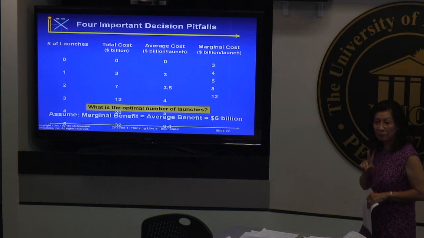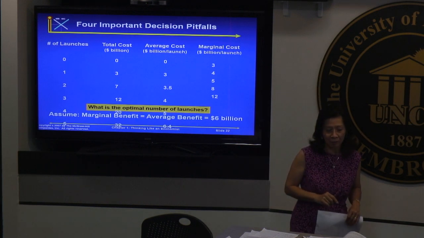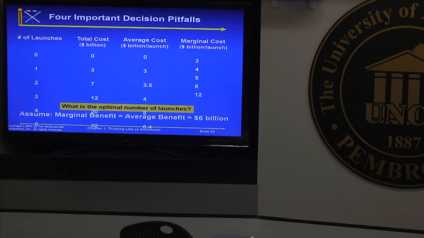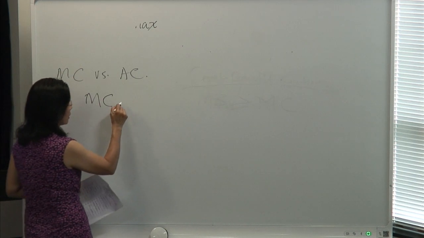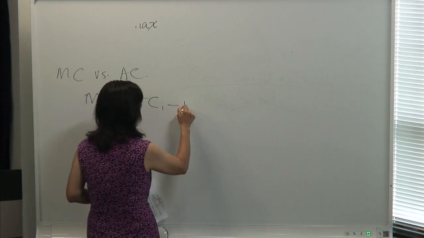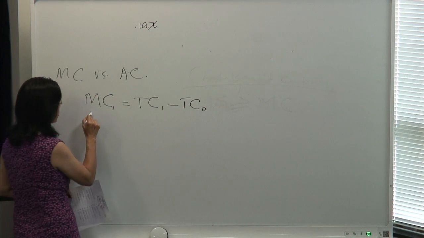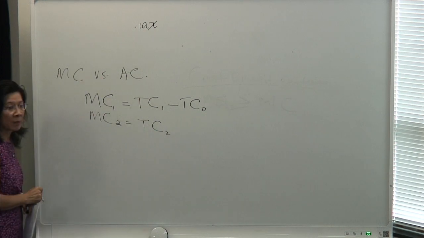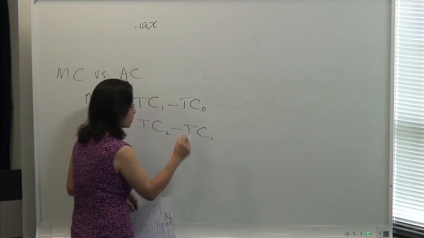Now, the next one is extremely important. The marginal cost. How do you compute marginal cost? I'm going to give you an equation. Please write this down. This is important. Marginal cost of the first unit: this is how you calculate it. You take the total cost of 1 unit minus total cost of 0 units. So you can see the pattern. The next one, marginal cost of the second unit, will be the total cost of 2 units minus the total cost of the previous one, which is 1 unit.